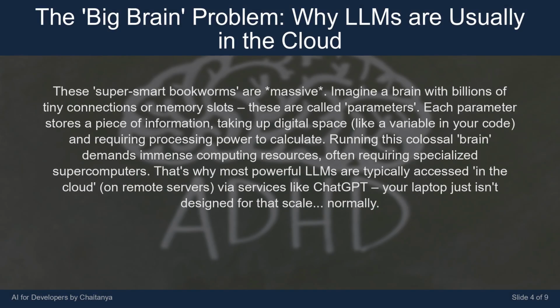These super smart bookworms are massive. Imagine a brain with billions of tiny connections or memory slots. These are called parameters. Each parameter stores a piece of information, taking up digital space, like a variable in your code, and requiring processing power to calculate. Running this colossal brain demands immense computing resources, often requiring specialized supercomputers. That's why most powerful LLMs are typically accessed in the cloud, on remote servers, via services like ChatGPT. Your laptop just isn't designed for that scale.